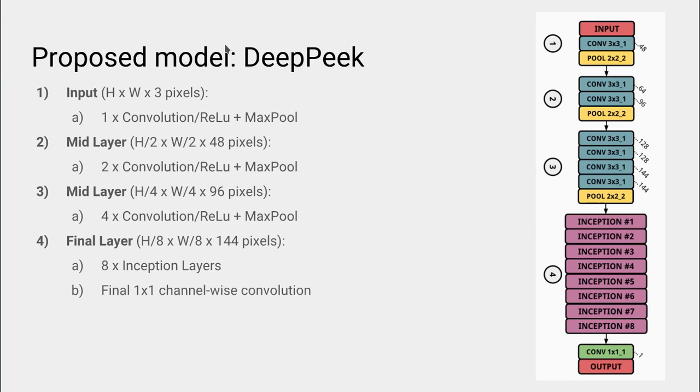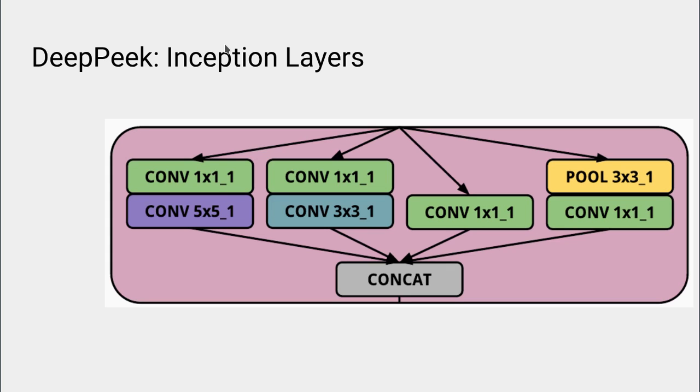Finally, the 144 maps are averaged via a 1-by-1 convolution operation. Note that the final map is of dimensions h/8 by w/8, so bicubic interpolation is applied in order to restore the map to the original dimensions. The inception layers used are each composed of 4 operations applied in parallel and a final concatenation.